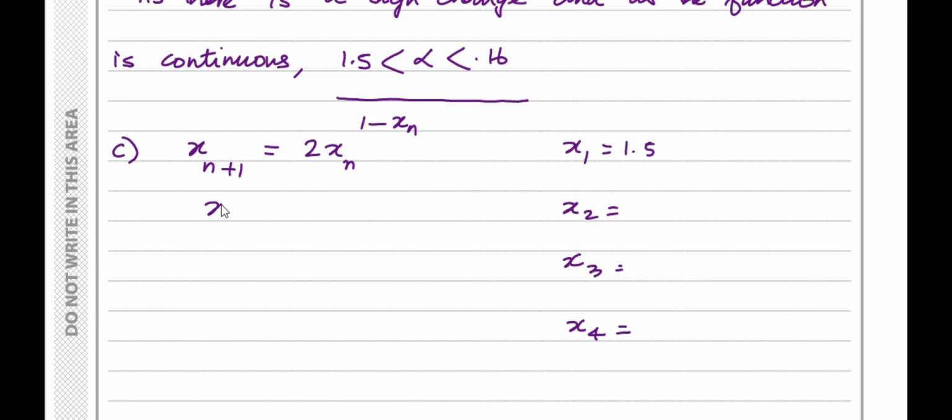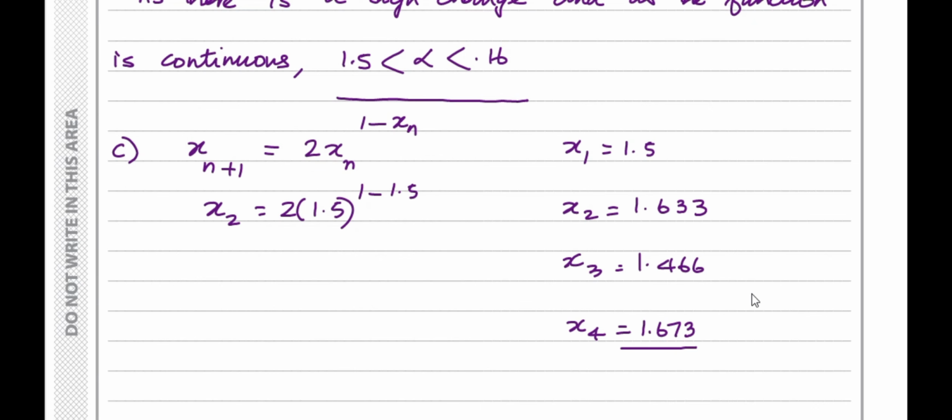Therefore, x2 would be 1.5 to the power of 1 minus 1.5. Putting that into the calculator, we get 1.633 to 3 decimal places, and pressing equal to once again, I get 1.466. The next value is 1.673 to 3 decimal places. That's a pretty easy GCSE level question.